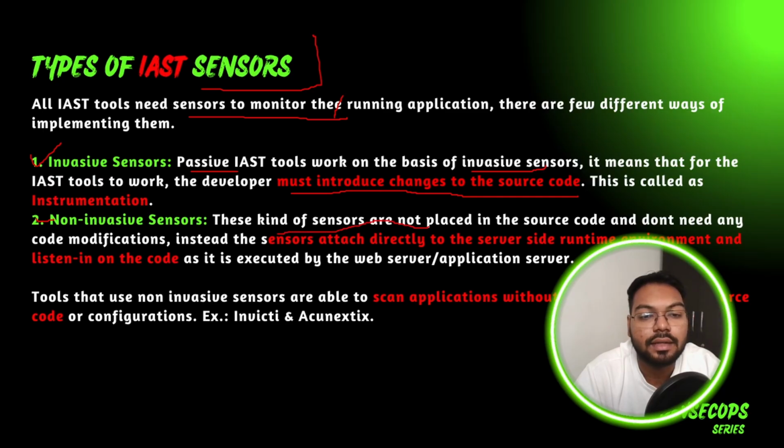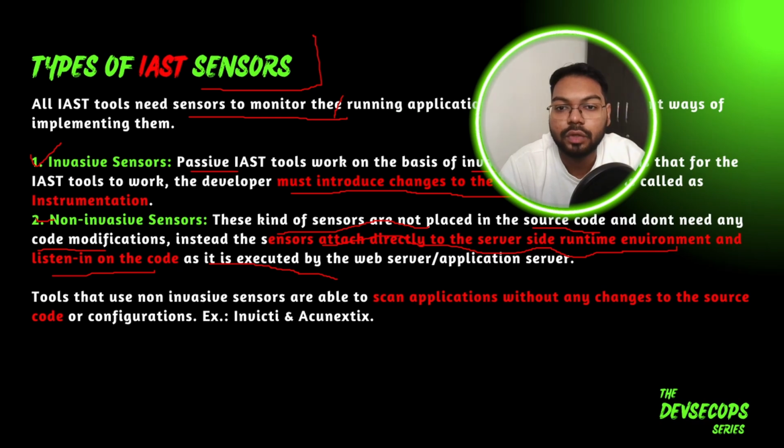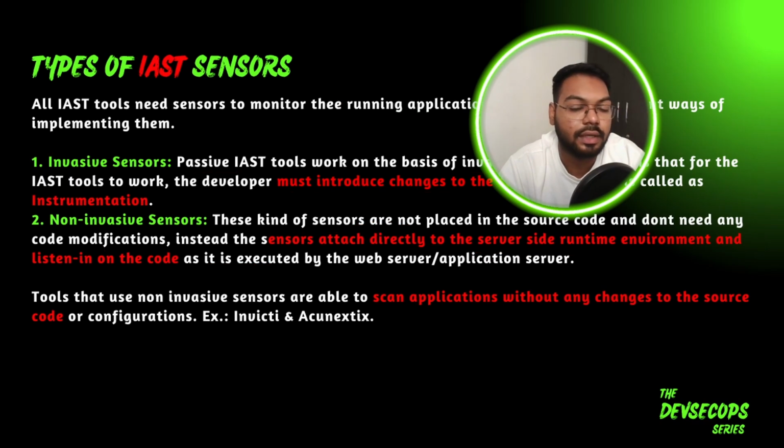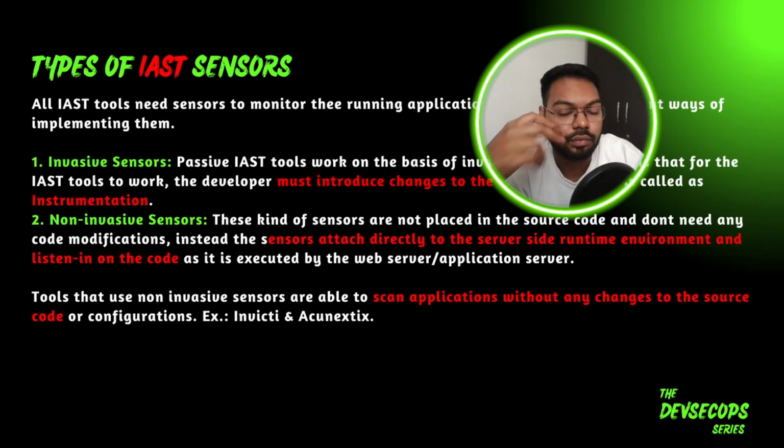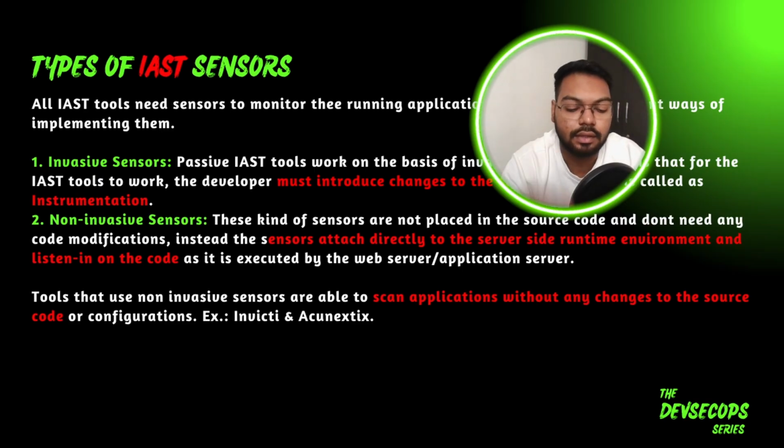This kind of sensor is not placed in the source code, and doesn't need any code modification. Instead, the sensors are attached directly to the server-side runtime environment and listen in on the code as it executes by the web server or application. As I mentioned, certain wireless devices don't need to be directly attached to your application. You can deploy them in a certain environment, and they would outrightly see whatever code is there in your application.